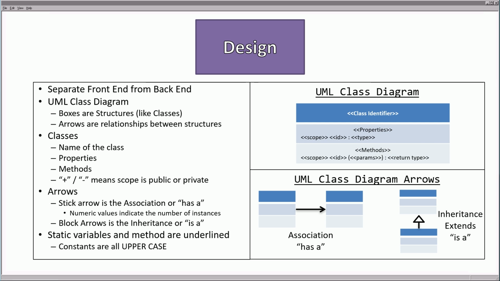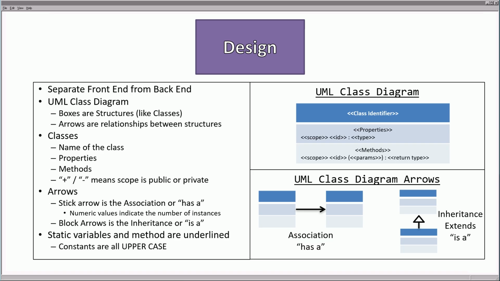As a note that we'll get to later on, we use the plus and minus to indicate the scope of these different properties or methods. So the plus indicates that it would be public, and the minus indicates that it would be private. The arrows in a UML class diagram indicate the relationship between these classes.